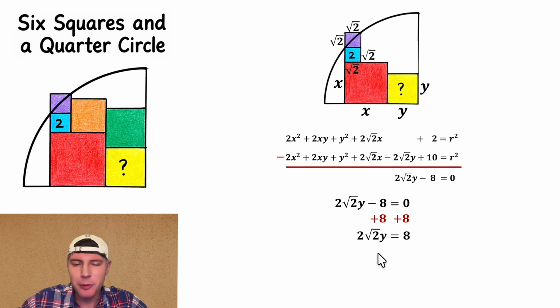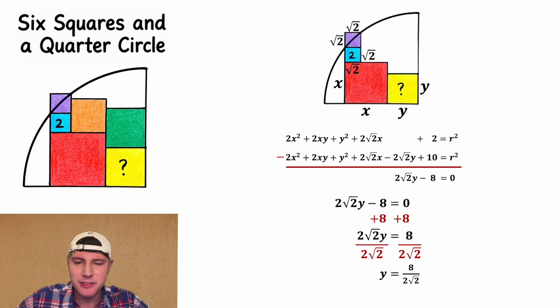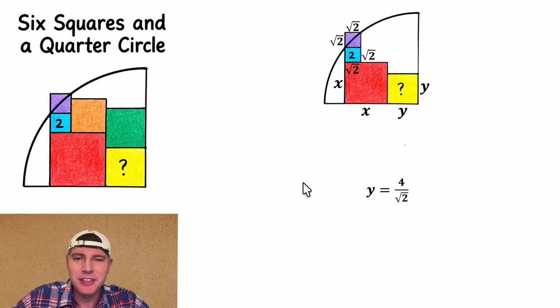On the left-hand side, we'll be left with 2 root 2y, and on the right-hand side, we'll have 8. Next, to get the y all by itself, we can divide both sides by 2 root 2. On the left-hand side, we have y, and on the right-hand side, we have 8 divided by 2 root 2. This 8 can simplify with the 2 on bottom to give us 4, and now we have a value for y: 4 divided by square root of 2. Let's clean all this stuff up and bring this up here.